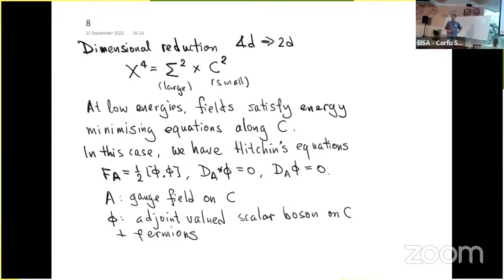Star is the Hodge star, because I assume that these, especially C, is orientable. Yeah, okay, thank you. So there is something that is not precise. Phi should be a 1-form which is adjoint valued. So star phi is still a 1-form. Yeah, thanks. And then everything makes sense, because this is a 2-form, and the right-hand side is also a 2-form. Yeah, thanks.